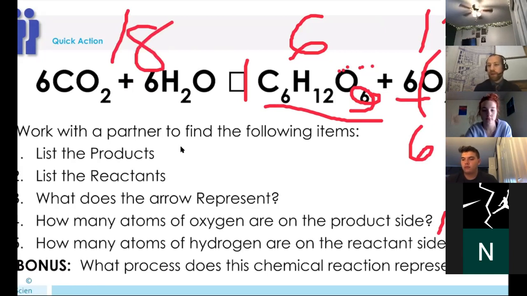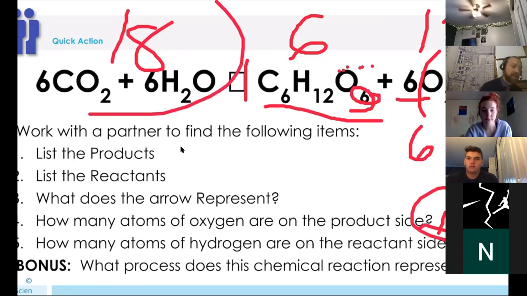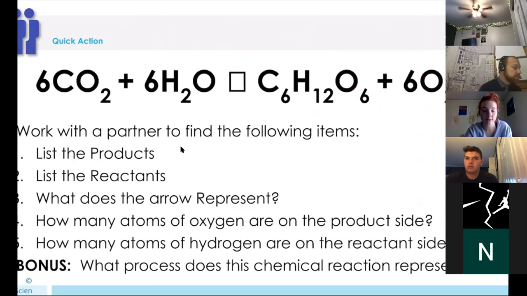Did you do any complicated mathematics? Did you get there, Alexia? Did you count them? Yes. Oh, wait, no. You shouldn't have, you could have, but you didn't have to, right? We should have known simply by the fact that we had 18 in our product, we must have 18 in our reactant side.